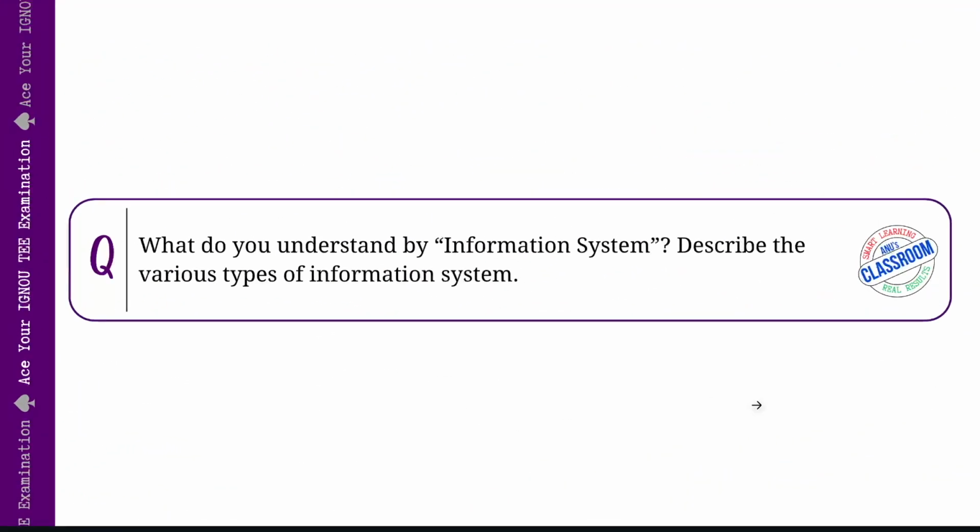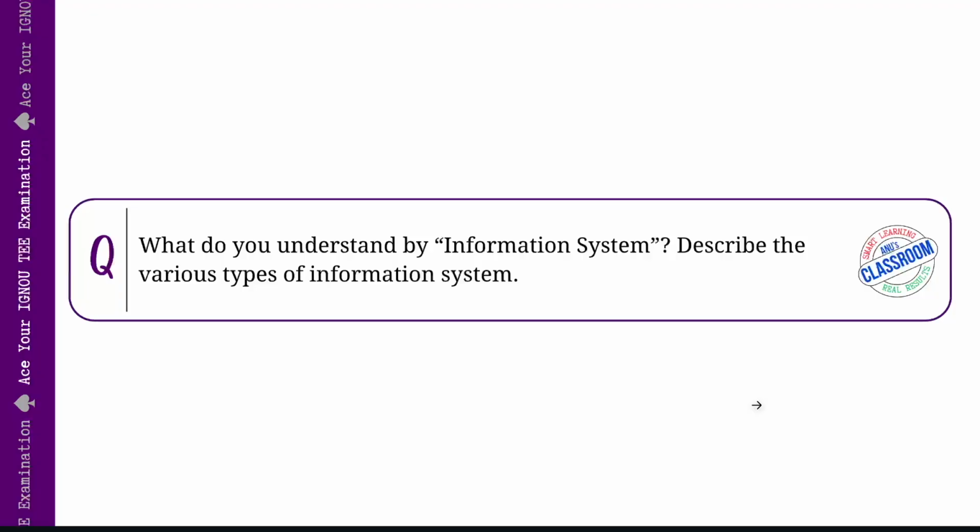What do you understand by information system? Describe the various types of information system. An information system is, you must understand, more than just software. It is a combination of people, technology, and data working together to collect, process, store, and share information. So, this information system as is helps organizations make better decisions and communicate effectively.